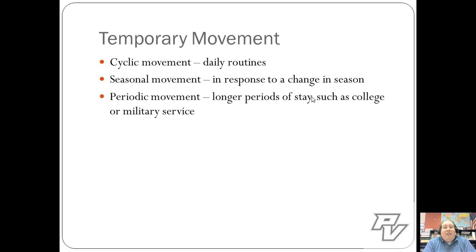All right, temporary movement. Temporary movement is, bear in mind, a couple different types. We have cyclic movement, which is daily routines. If you remember Concha Martinez that we watched in Power of Place, who was crossing the border on a daily basis just to sell cigarettes on the other side, on the American side of the border. That was a daily routine kind of movement. We have people all over the world today who cross a border just for work. It's a daily routine. It's not a permanent movement.